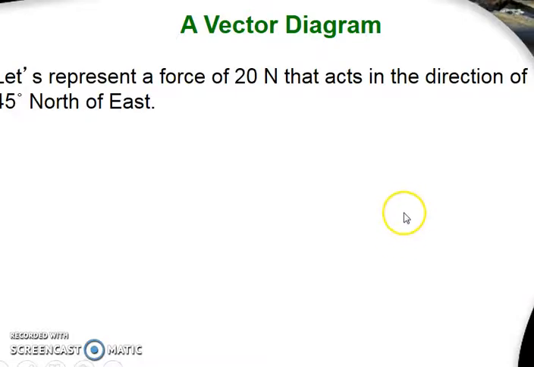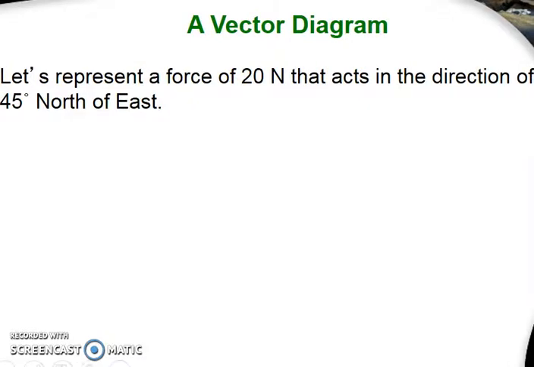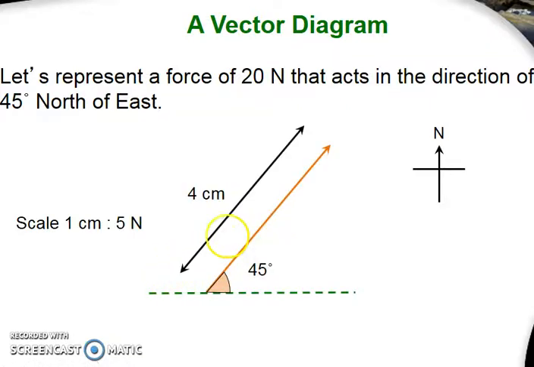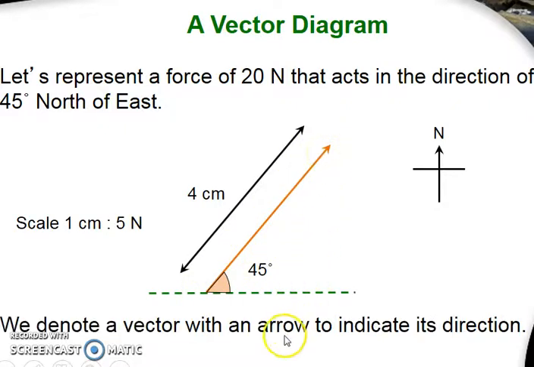So just to do a quick recap, how do we represent force diagrams? Let's represent a 20 Newton force that acts in the direction of 45 degrees north of east. We draw to scale a 4 centimeter line in the same direction. That is the force. You can see it's basically represented by an arrow, and the length of the line denotes its magnitude.